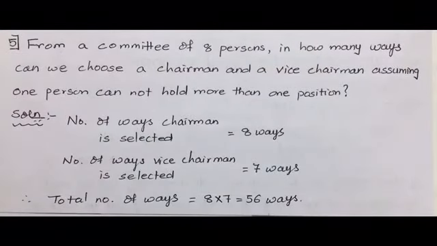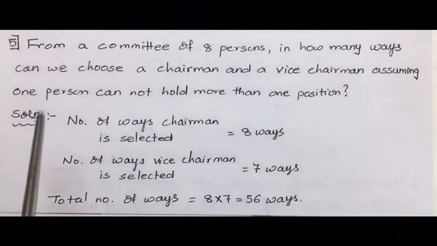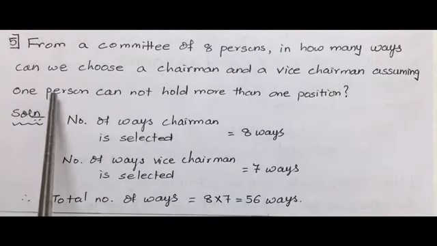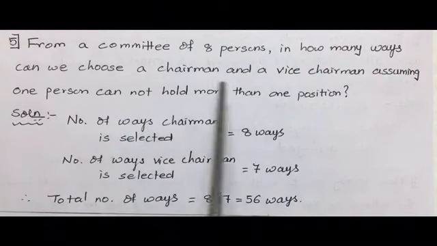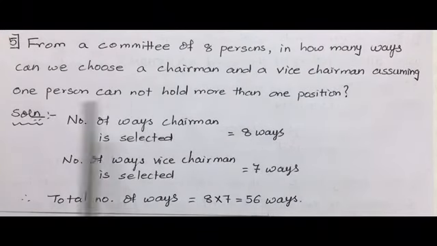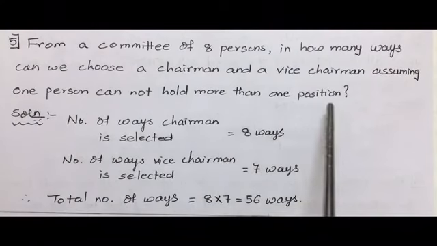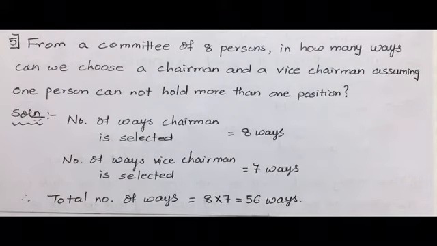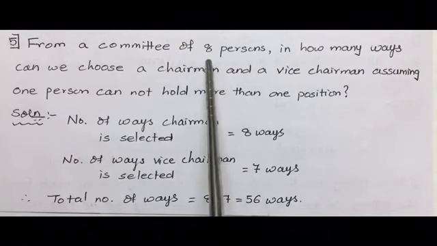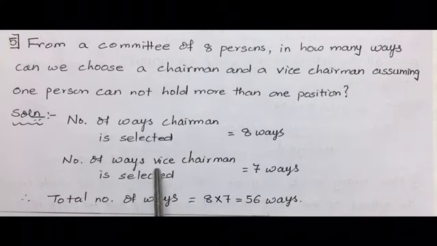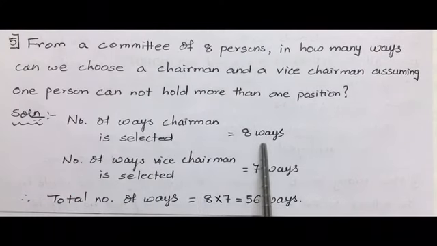Question number 5 is, from a committee of 8 persons, in how many ways can we choose a chairman and a vice chairman, assuming one person cannot hold more than one position? So out of 8 persons, if the first selection is for chairman, then there will be 8 alternatives. So that can be selected in 8 ways.